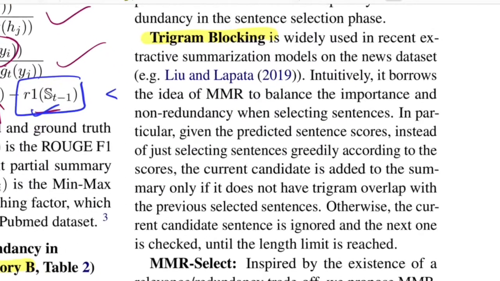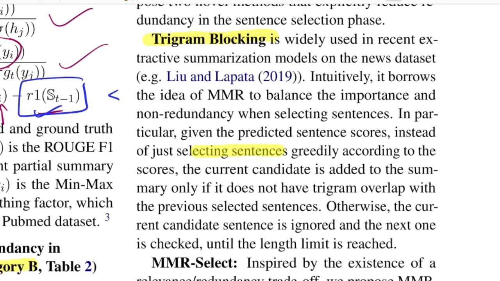So here the heuristic is that instead of selecting the sentences greedily according to their scores, you calculate the trigram overlap between the current candidate and the summary that you have generated so far. And in case you find any trigram overlap, you skip that sentence and go on to the next one till the length limit is reached. So yeah, this is pretty much similar to what MMR does, but is much simpler, where you're just trying to reduce the syntactic similarity between what you have already selected and what you're about to select. So yeah, that's pretty straightforward.